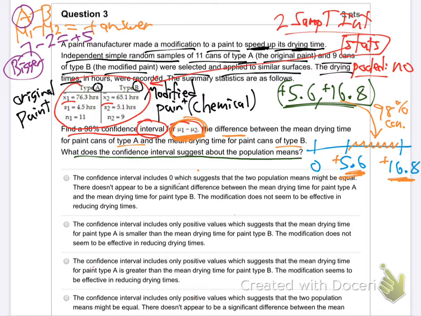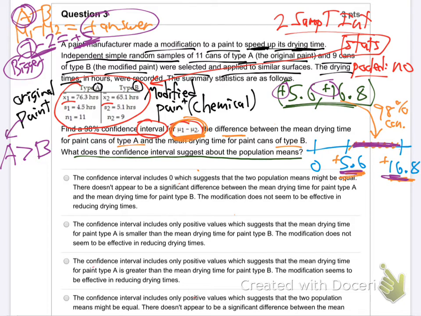If you subtract two things and you get a positive answer, like we're getting a number between positive 5.6 and positive 16.8, a positive number. Both these are positive. That means, how can you subtract two numbers and get a positive answer? Only if the first number is bigger. So A must be bigger than B. Okay, great. What does that mean? Well, A is the original paint. And the B is the modified with the chemical.